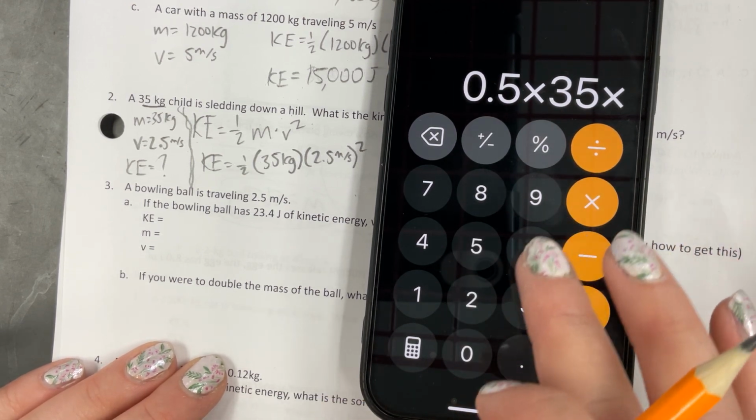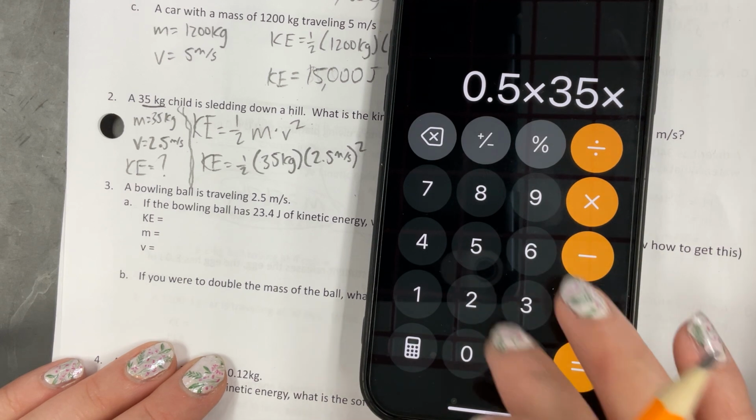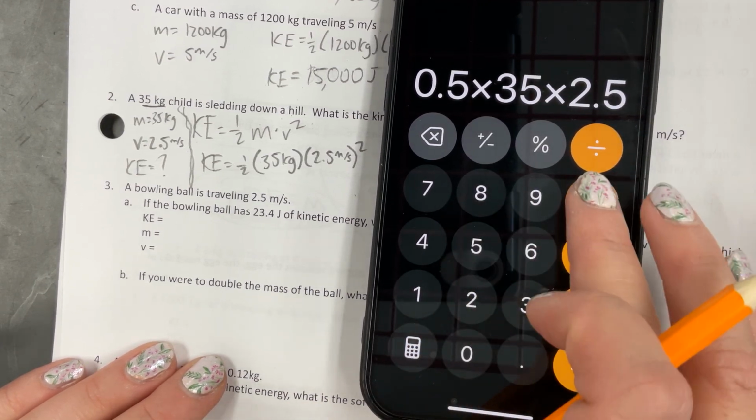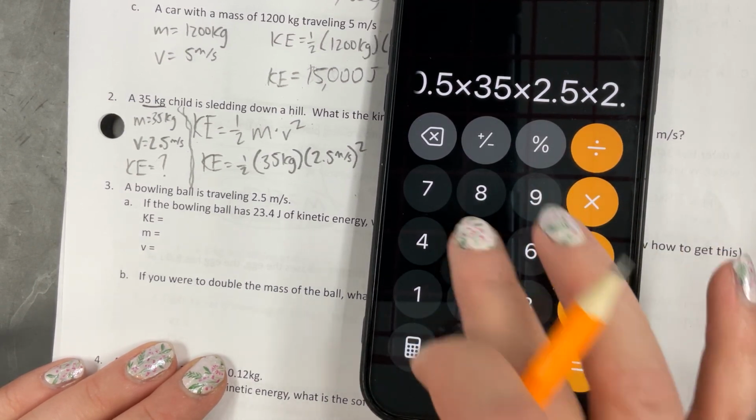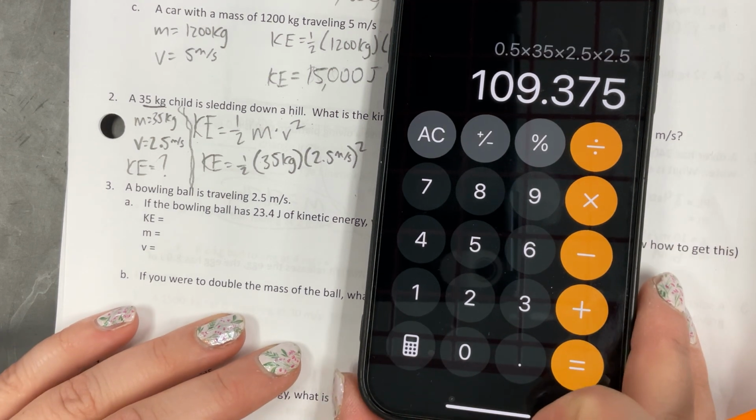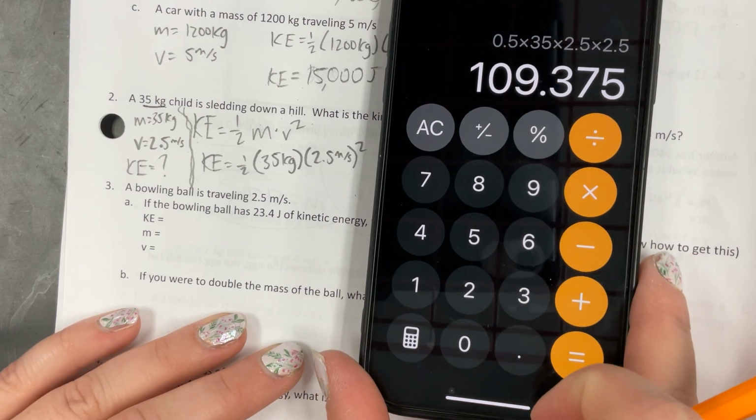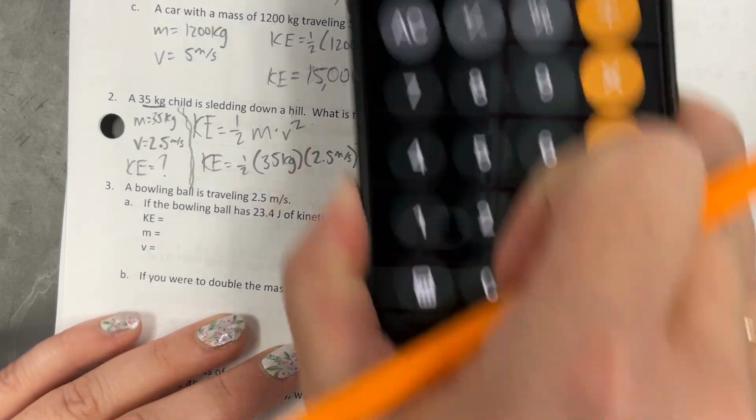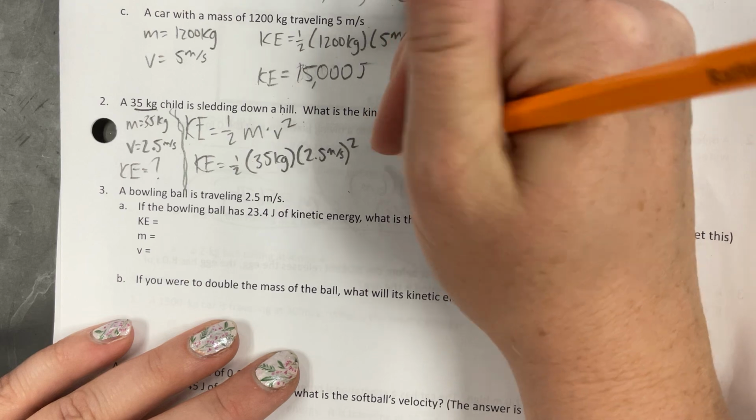Okay, times 35 times. If your calculator doesn't have the squared button, you can always just multiply it by itself twice. But if you rotate your calculator over, it has a squared button there. Yeah, you're right, it's 109.375. I'm just gonna round that.